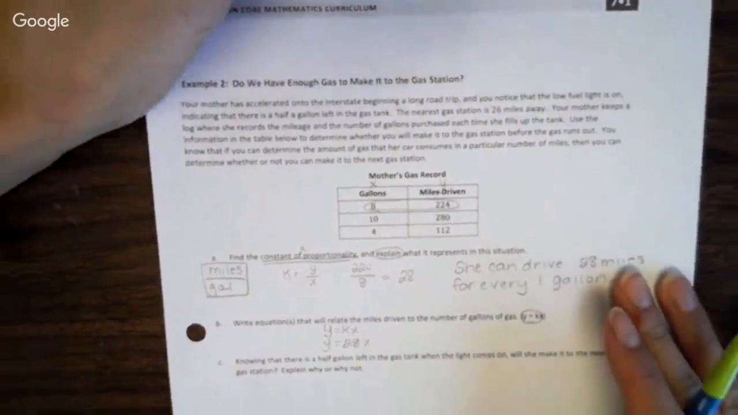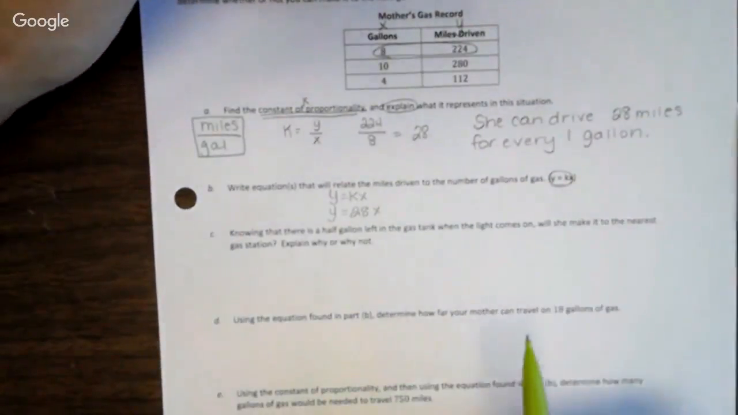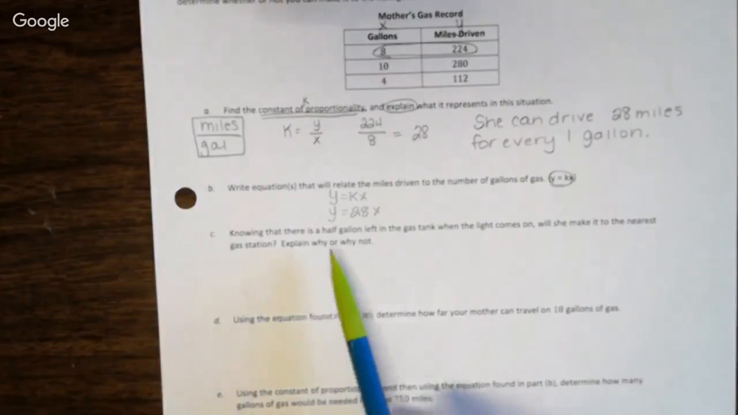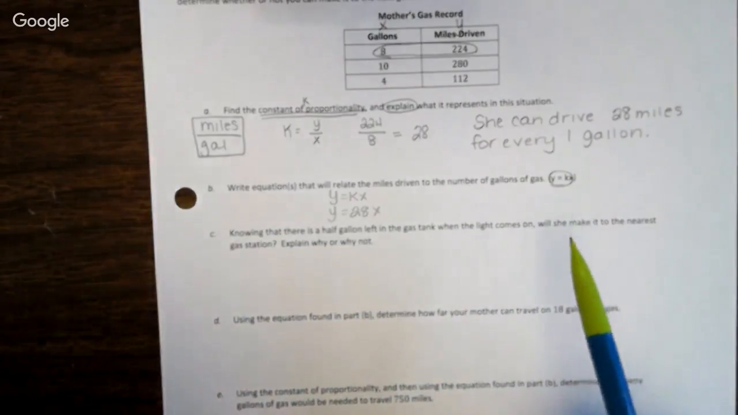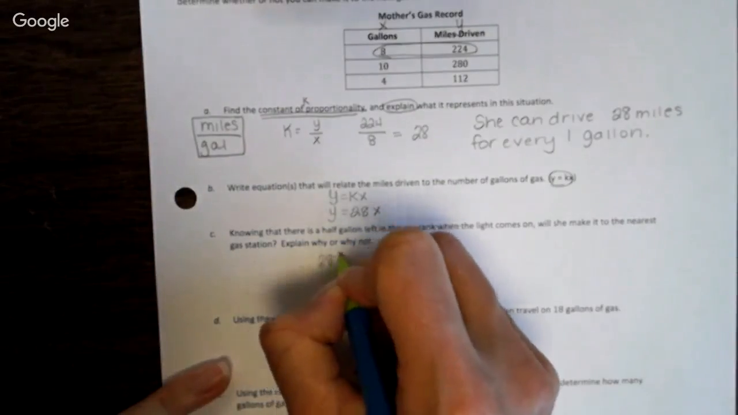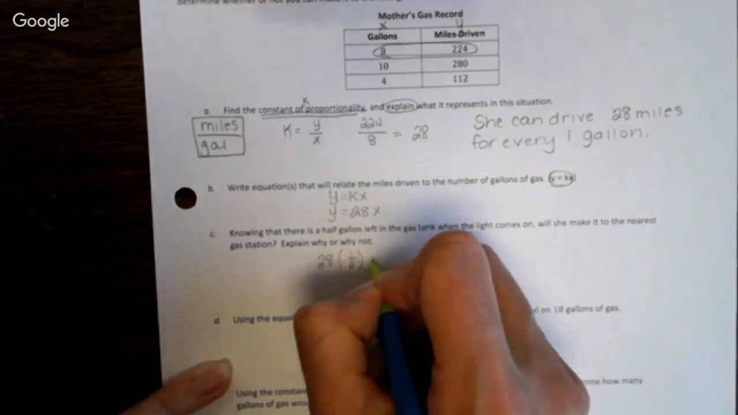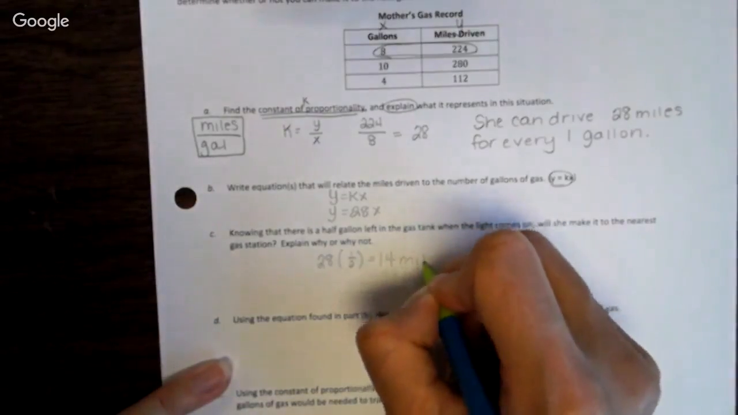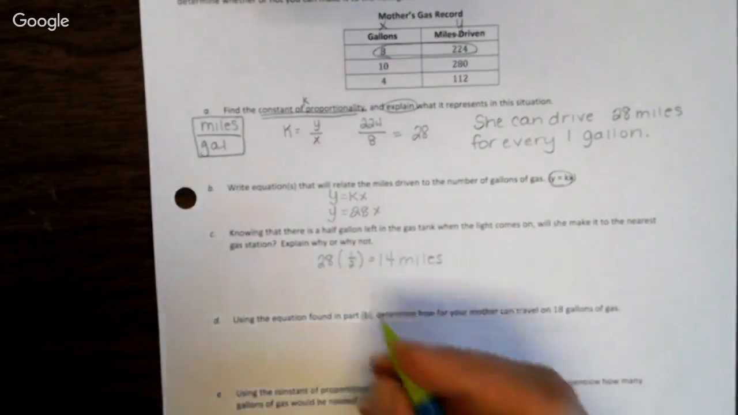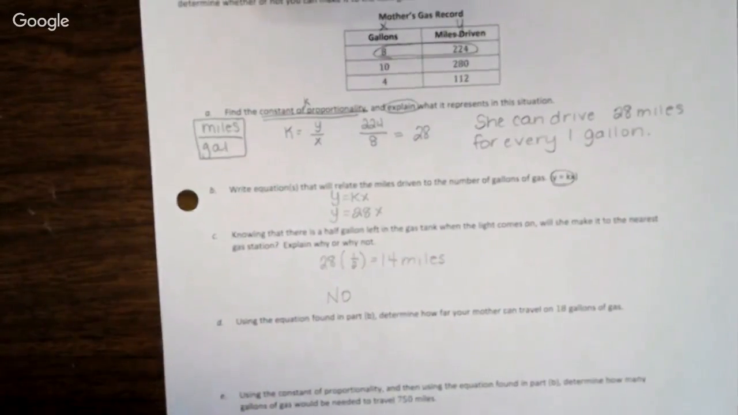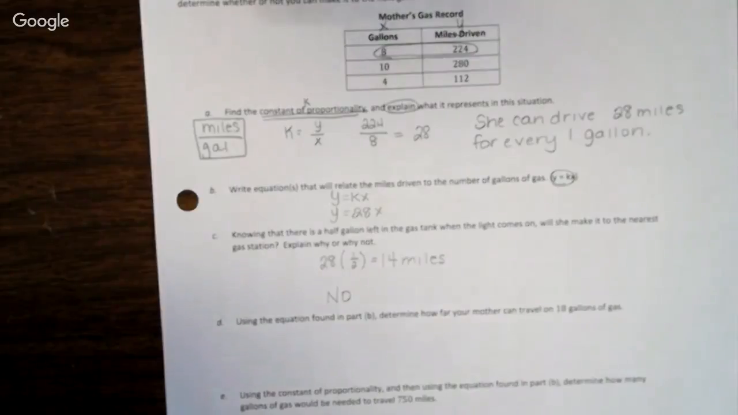Part C, knowing that there is half a gallon left in the gas tank when the light comes on, will she make it to the nearest gas station? Well, 28 is for a full gallon, right? So half of 28 is 14. So she is going to make it 14 miles. Now the gas station is 26 miles away. So no, she will not make it because she only has 14 miles to go.